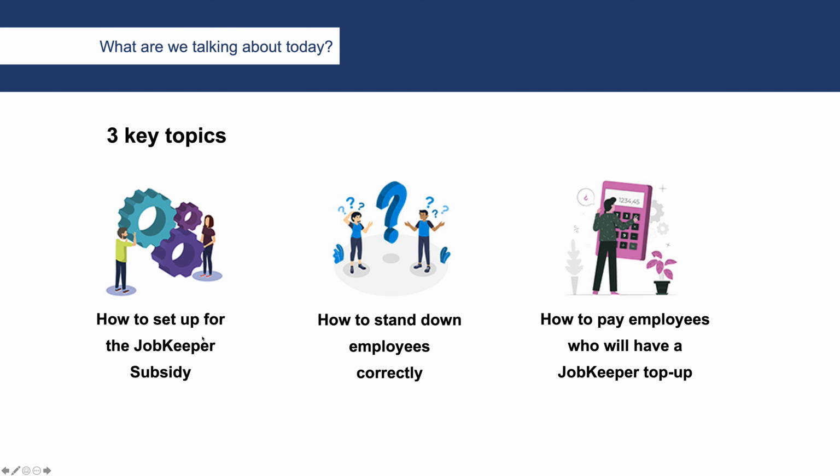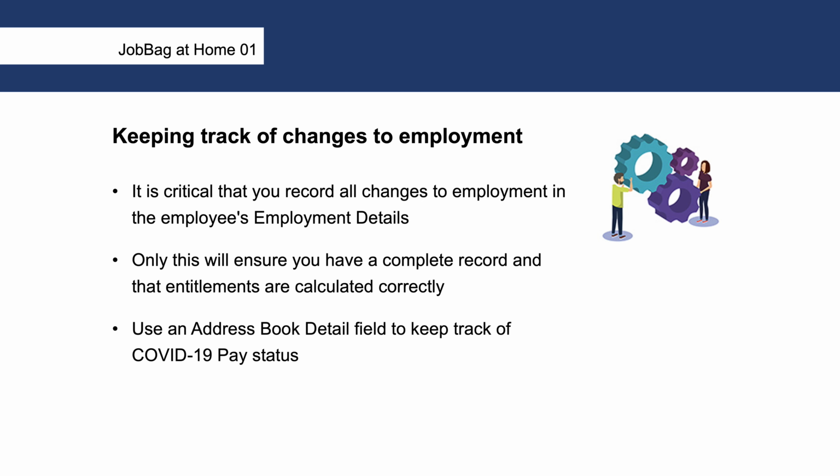So there were 3 key topics. One is how to set up for the JobKeeper Subsidy, 2, how to stand down your employees correctly because they do actually still accrue leave entitlements even though you stood them down, and 3 is how to pay employees who will receive the JobKeeper top-up. So we'll get into that right now.